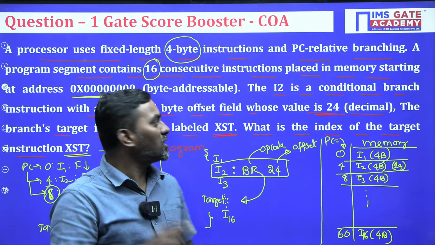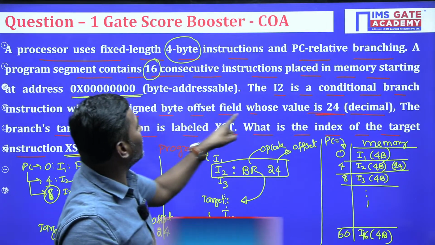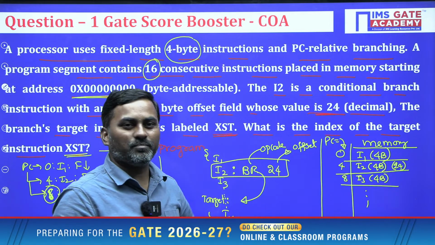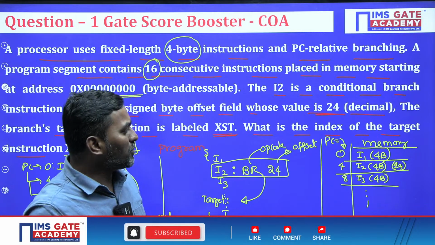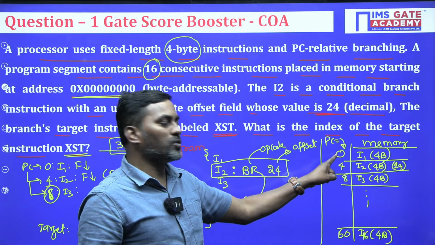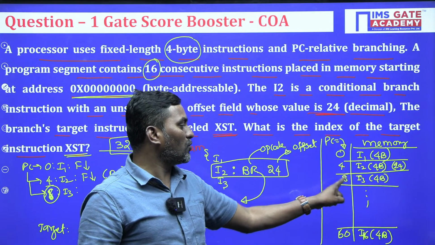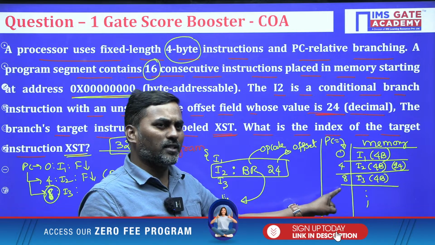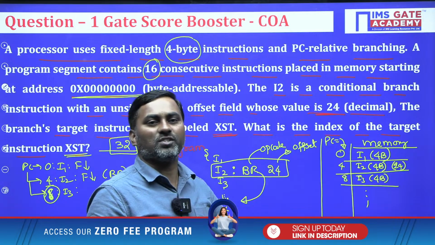Now, what is the target? I2 is a conditional branch instruction with an unsigned offset value of 24. The branch target instruction is XST. Now the question asks what is the index value of XST. Look at the program in memory. From address 0 onwards, I1 is at position 0, I2 is at 4 because every instruction is 4 bytes long. I3 is at 8, I4 will be at 12. Like this, if you keep going, my 16th instruction will be at address 60.